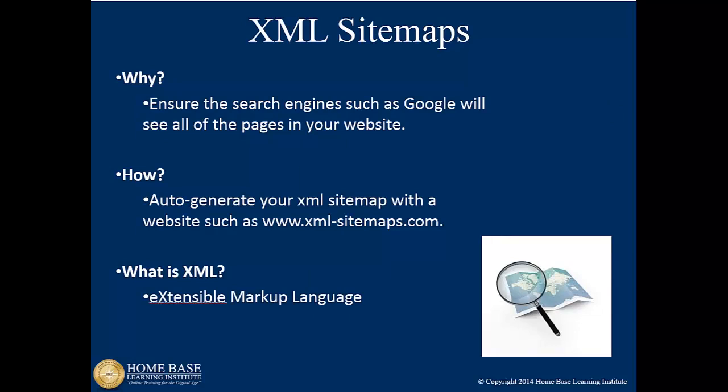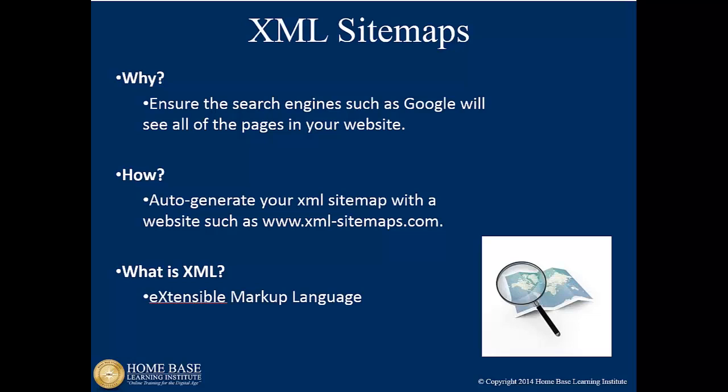Generally, you create a sitemap in XML. Why is this? We want to ensure that search engines, like Google, see all the pages in your website. If you don't have direct links going to every single page on your website, Google might not even know they're there. Google crawlers tend to discover things by following links from other pages. So if you have pages on your website that are not linked to, Google might never know about them.